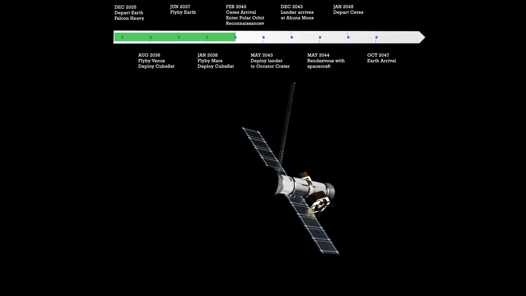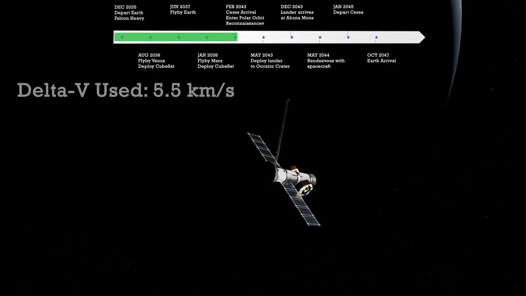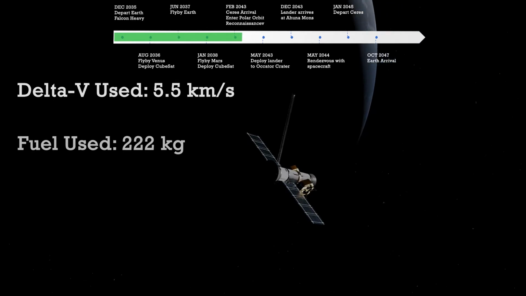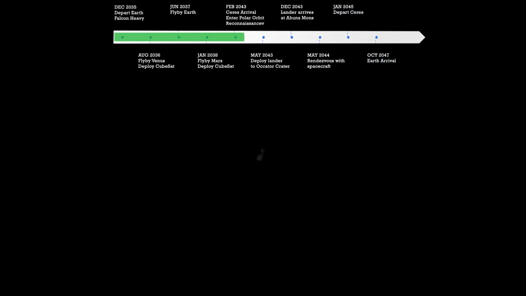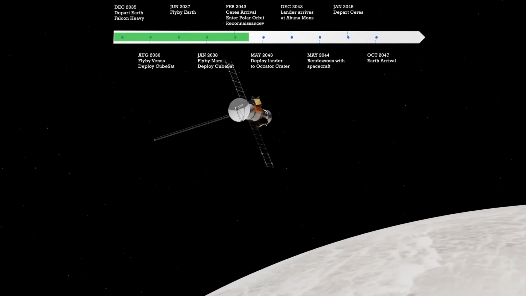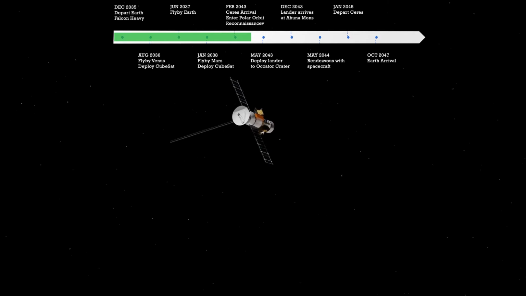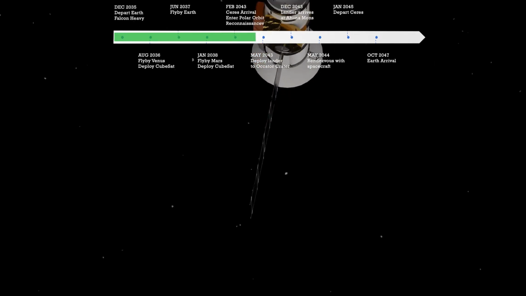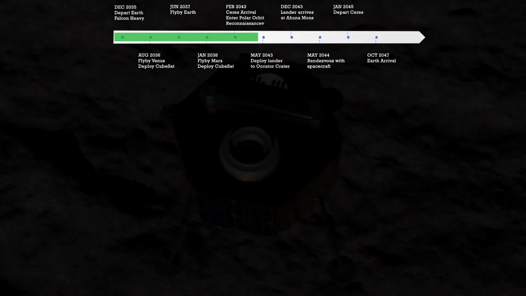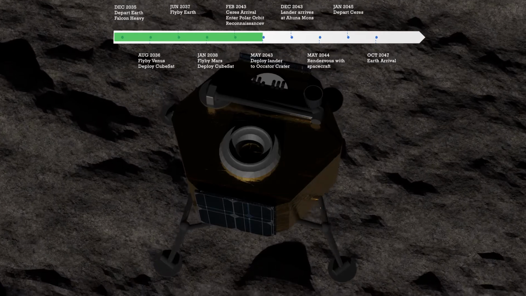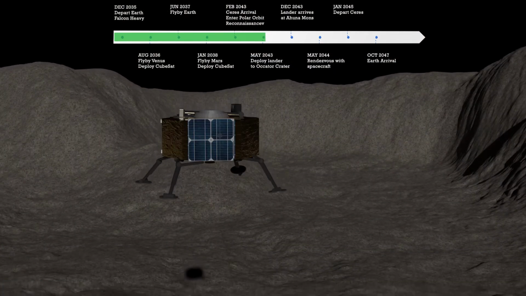Just over 7 years after launch, our ship has finally arrived, having used only 5.5 kilometers per second of delta V and about 222 kilograms of fuel. Upon arrival at Ceres, the spacecraft will insert into an 800-kilometer radius polar reconnaissance orbit to map out a precise landing site. Once the site is selected, the lander, Convector, will detach from the mothership and descend to the surface of Ceres.